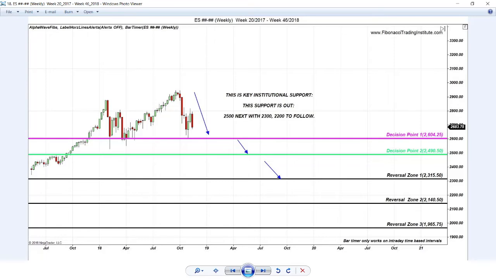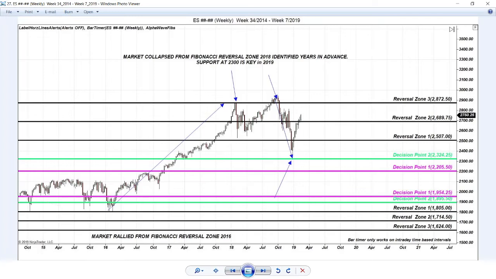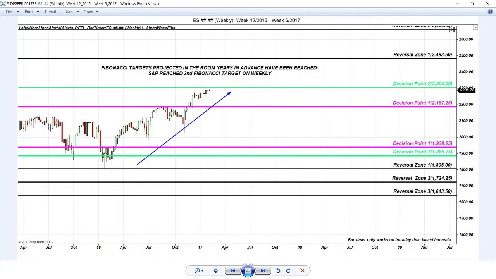2019, ultimate bullish reversals on S&P from 2350. Do you remember what this level was? On monthly chart? On weekly chart? Critical resistance 2017 becomes critical support 2019, where market rallies from. Ultimate symmetry, ultimate predictive power of Alpha Fibonacci system.